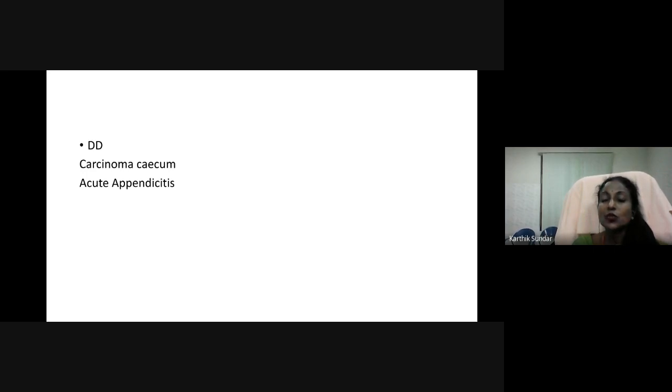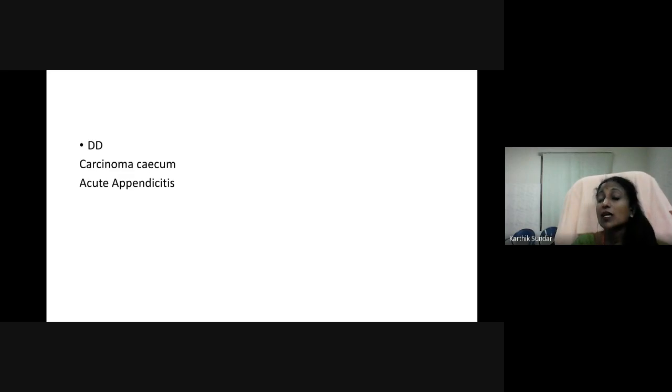The mass contains so many things that if you operate on the mass, all the structures will be injured. So, when there is a mass, you defer surgery. Okay, so you don't perform surgery when a mass develops.